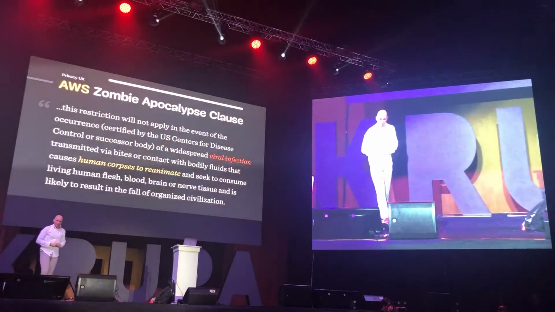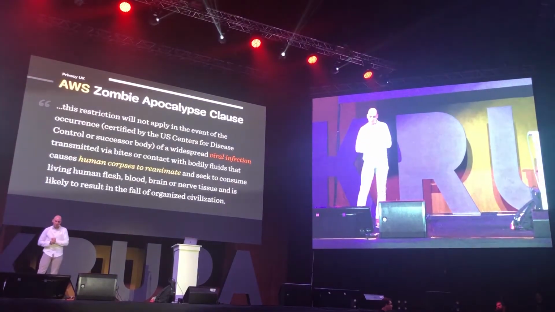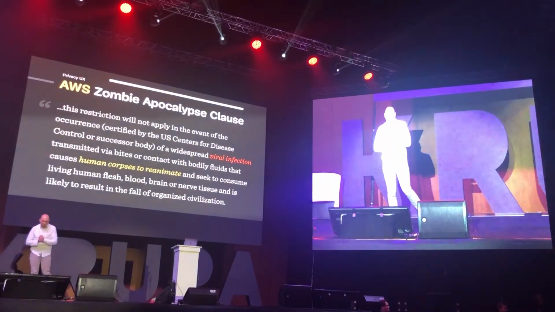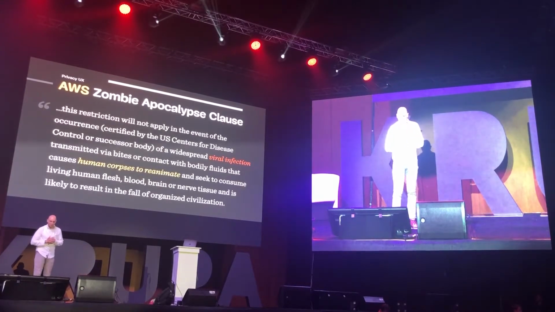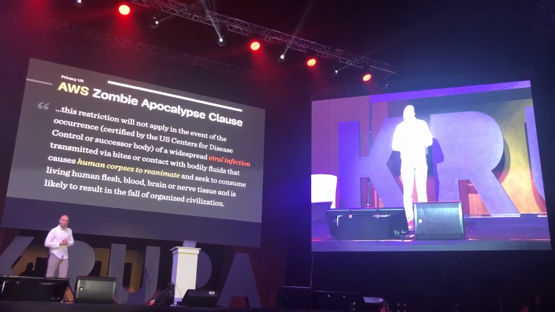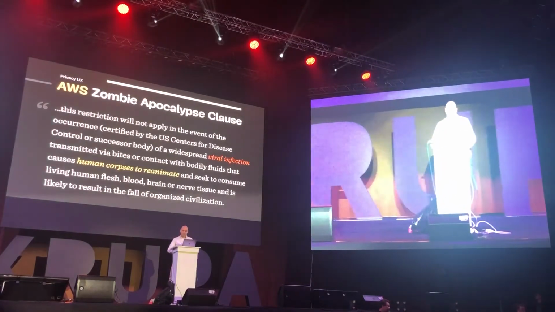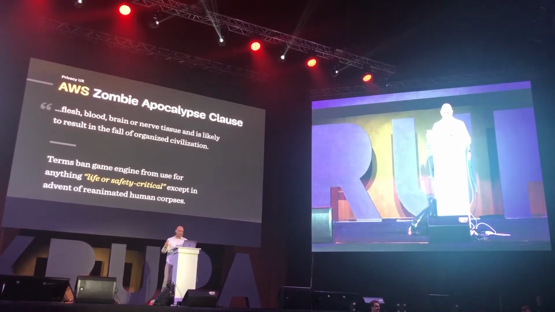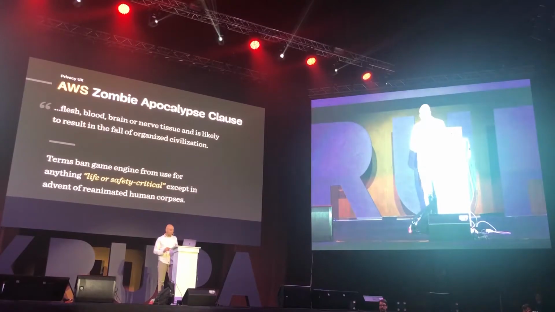This restriction will not apply in the event of the occurrence of a widespread viral infection transmitted via bites or contact with bodily fluids that causes human corpses to reanimate and seek to consume living human flesh, blood, brain, or nerve tissue, and is likely to result in the fall of organized civilization. That's fantastic reading material. It's like a detective story for you right there, right? And it's really interesting because these terms ban the game engine from use for anything life or safety critical except in the event of reanimated human corpses. That I would say is good to know, right?